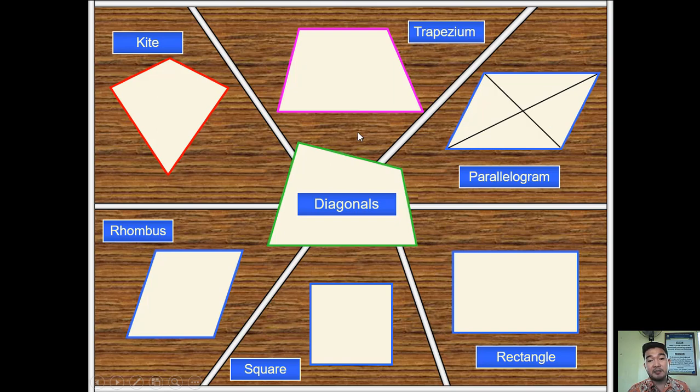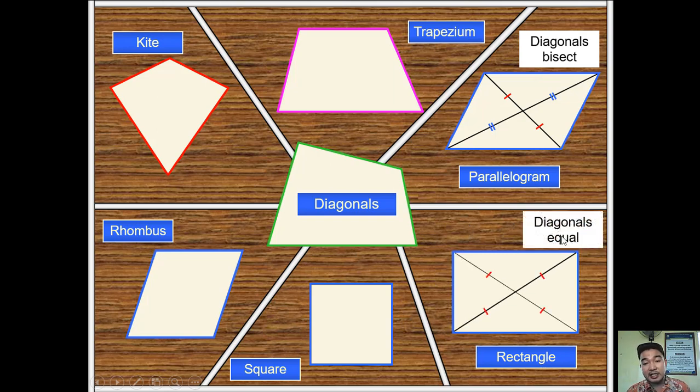Kapag parallelogram, then we have two diagonals that bisect each other. Pag sinabi natin nag-bisect, ibig sabihin by meaning two, hinahati yung isa't isa into two congruent parts. So like for example, if we are referring to this diagonal, hinati siya ng isang diagonal into two congruent parts. If this is 4, then this is also 4. If this is 3, then this is also 3. Parallelogram. So dala-dala yan ang lahat ng parallelograms.